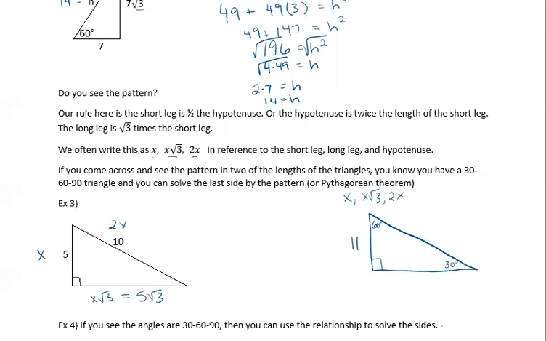So which one is this? It's the short side, so it's that first one. And that makes it really easy. This side is x square root of 3. If x is 11, then we just have to put in 11 for x, and we get 11 square root of 3. This hypotenuse is 2x. If x is 11, then we just have to multiply 11 and 2, and we get 22 for our hypotenuse.